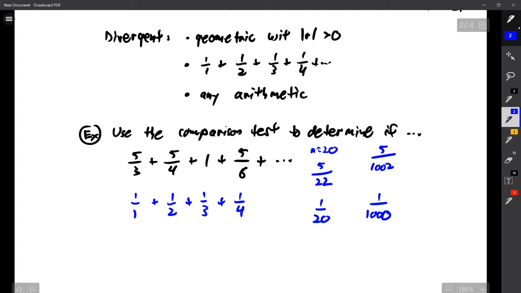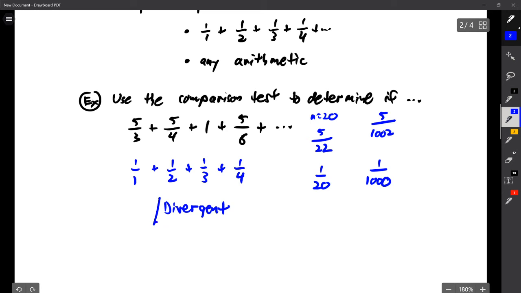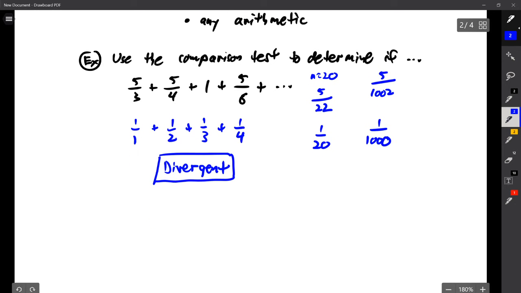Okay, so every step along the way, it doesn't matter how far out we go, we're going to be staying bigger than the divergent one. Therefore, this is divergent. Okay, bigger than divergent, you can conclude divergent.